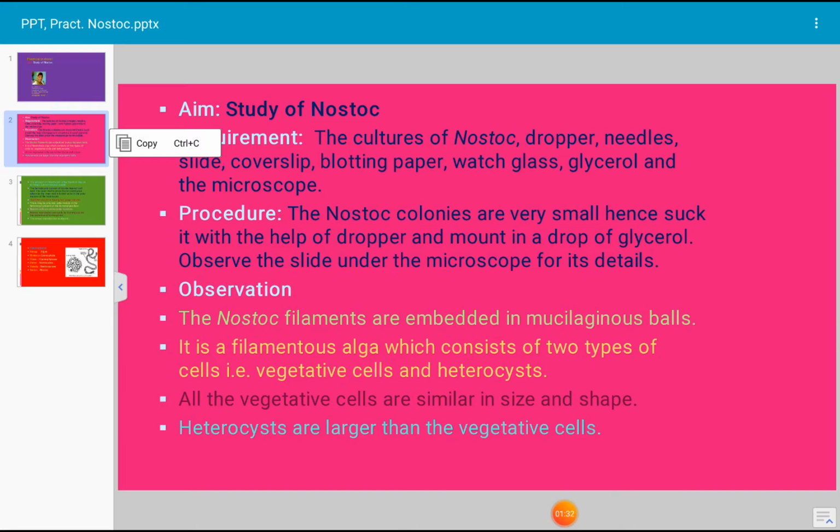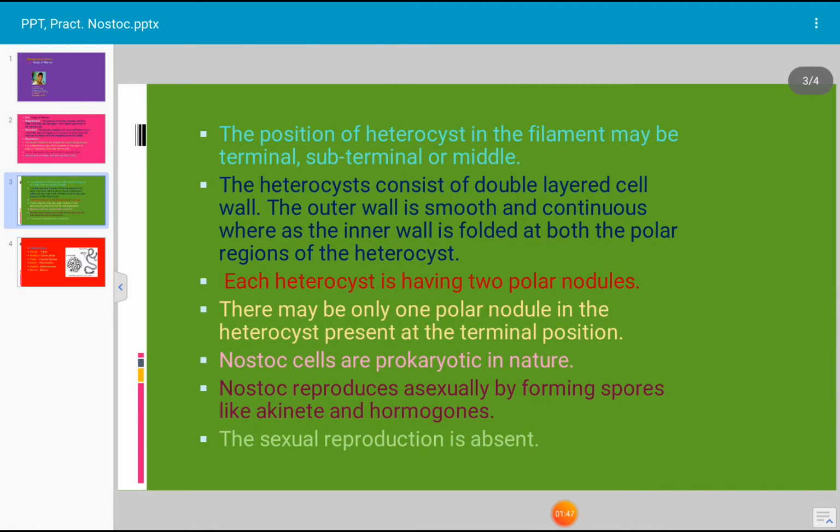All the vegetative cells of Nostoc are similar in size and shape. The heterocysts are also large-sized cells, slightly larger than the vegetative cells of Nostoc. The position of the heterocyst in the filament may be terminal, that means it occurs at the end of the filament, or it may be subterminal, or the position of the heterocyst may be in the middle of the filament.